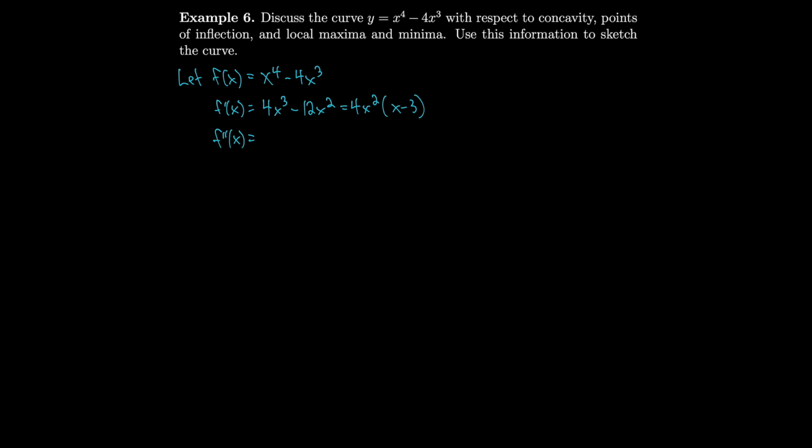Let's look at our second derivative while we're at it. We'll have 12x squared minus 24x. So that's equal to 12x times x minus 2. Okay, so if the derivative is 0, that implies that x is 0 or x is 3.